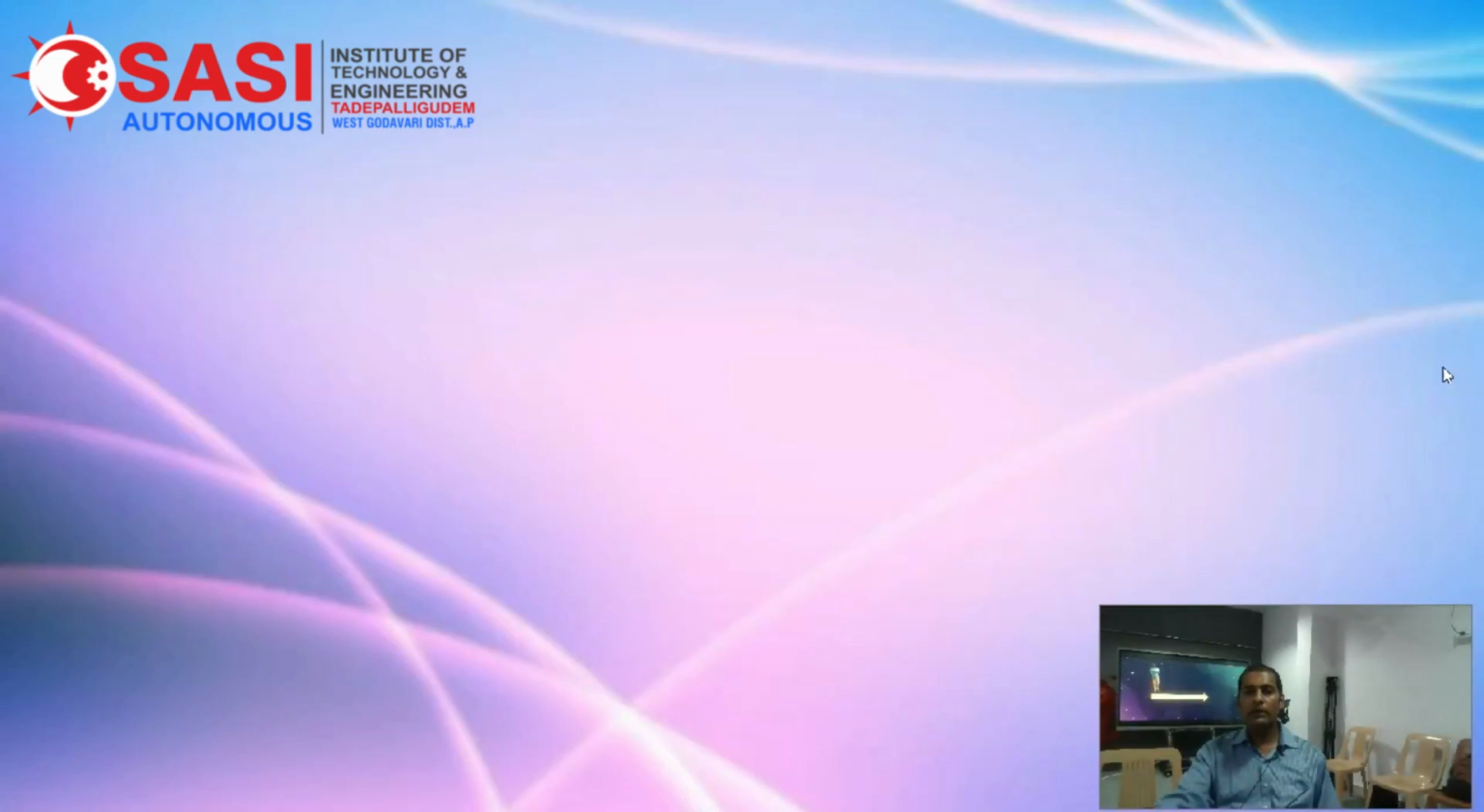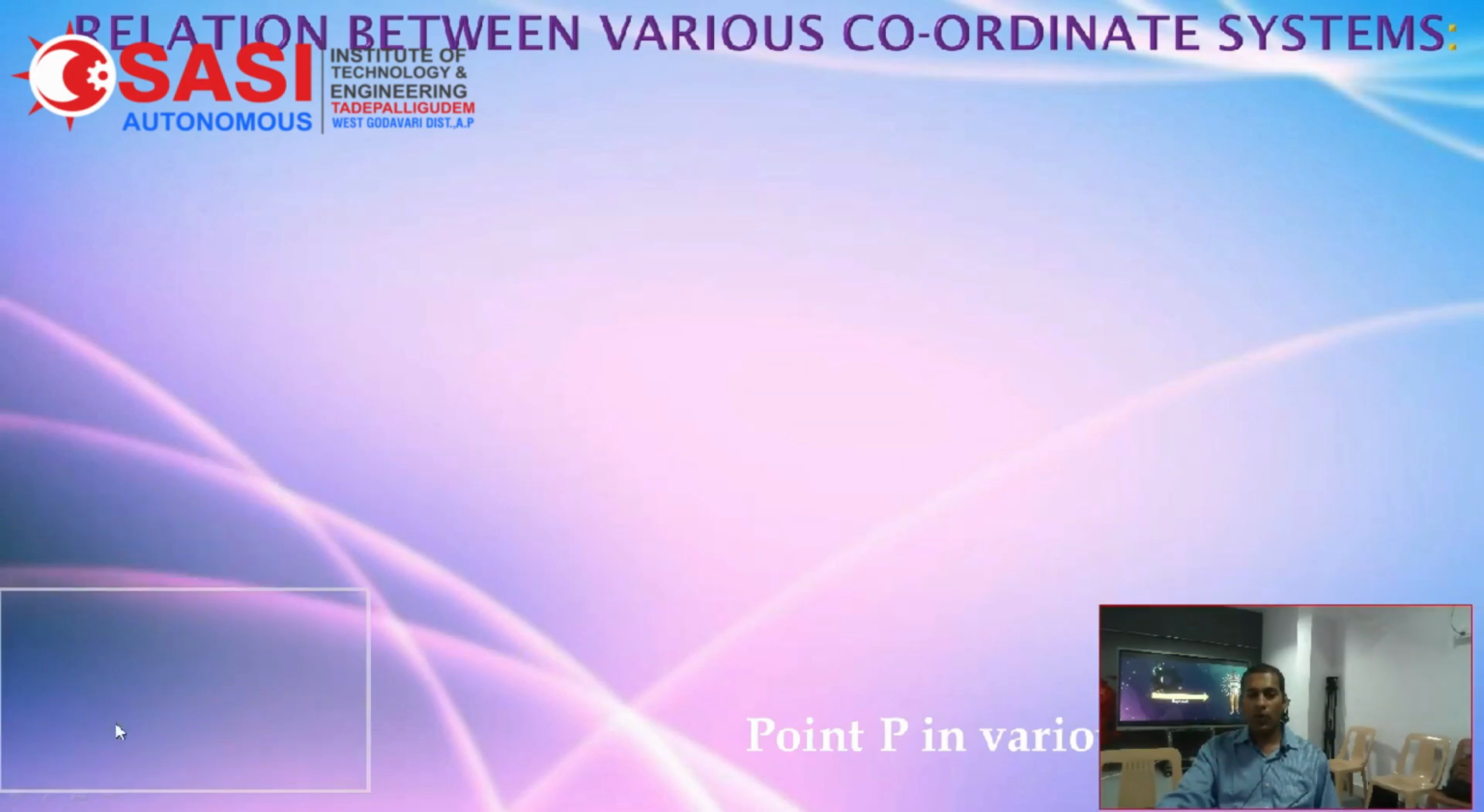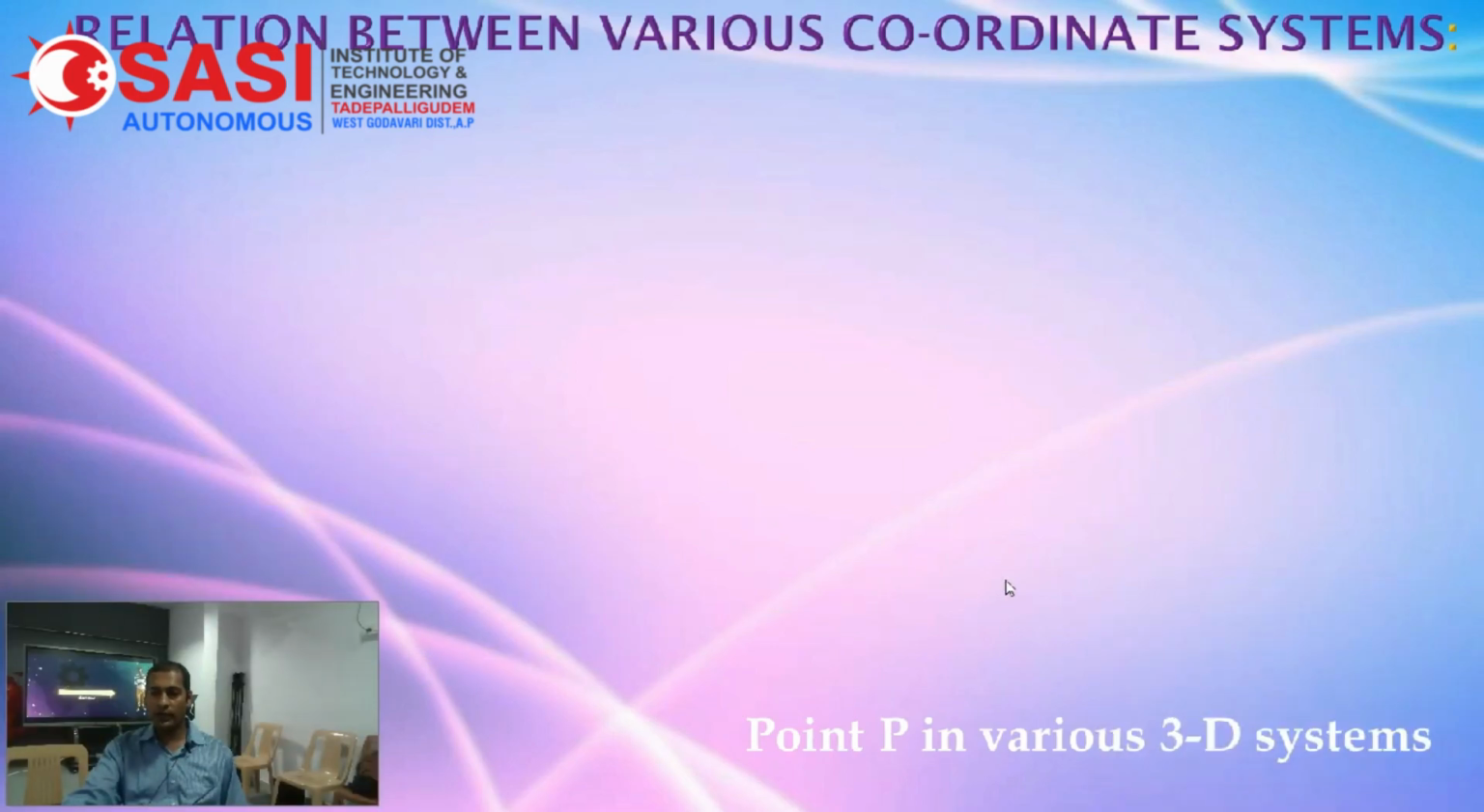So here we will begin with the relation between various coordinate systems. We have studied three types of coordinate systems: cylindrical, spherical and Cartesian. And frequently we need to convert a point from one type of coordinate system to another type of coordinate system.